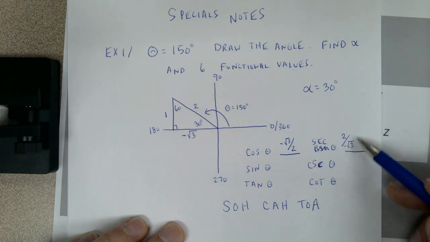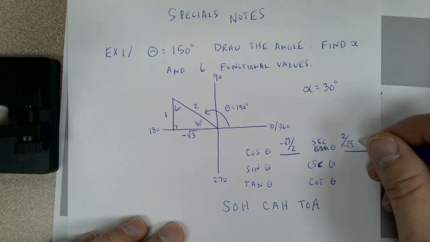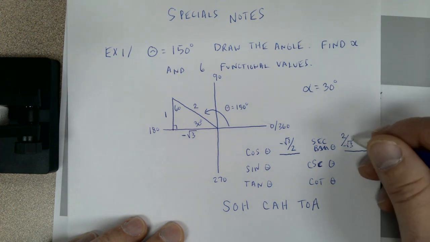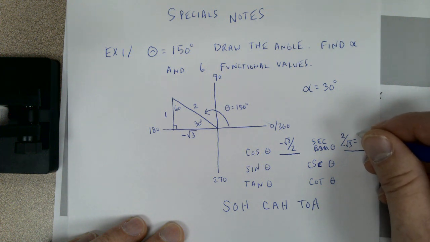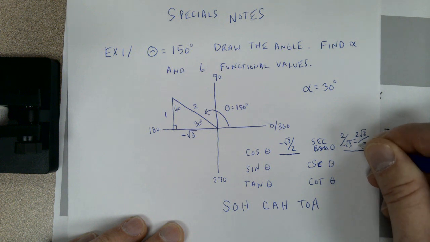Well, I'm not going to leave my negative radical 3 on the bottom. I'm going to go ahead and rationalize it by multiplying the top and bottom by radical 3. So this is going to actually become 2 radical 3 over 3. And again, it is negative.